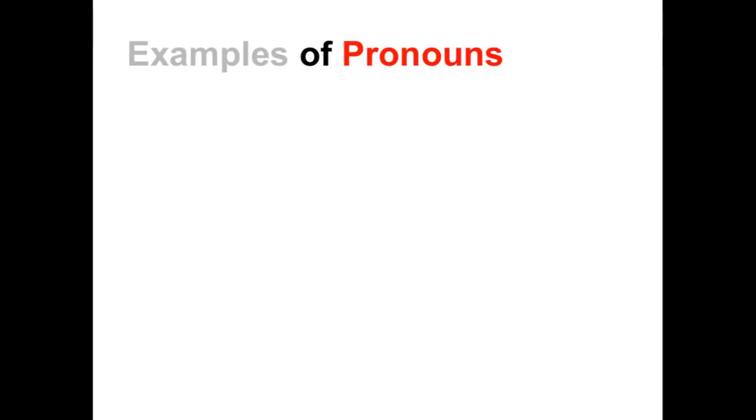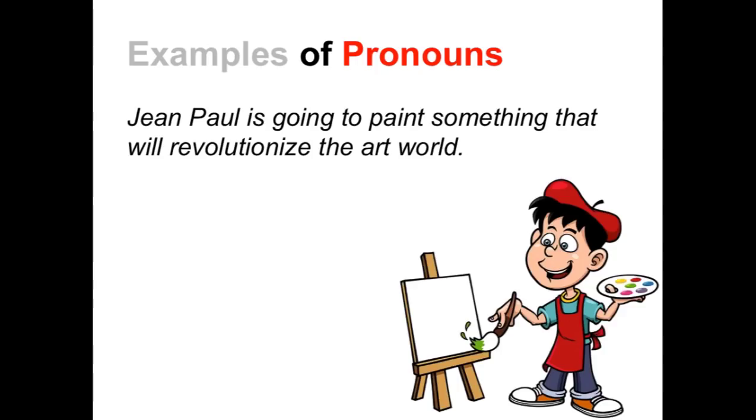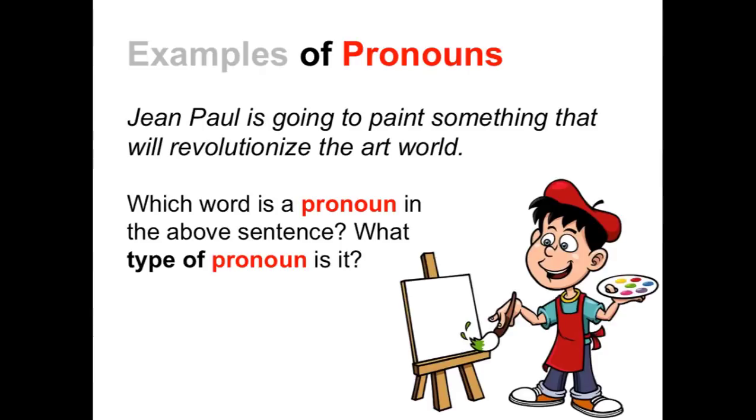Here's another example of a sentence using a pronoun. Jean-Paul is going to paint something that will revolutionize the art world. Which word in the above sentence is a pronoun? And what type of pronoun is it? In this sentence, we have the pronoun something, and it is functioning as an indefinite pronoun. We don't know exactly what Jean-Claude is going to paint, but we know that he is going to paint a thing, an indefinite, unclear thing.